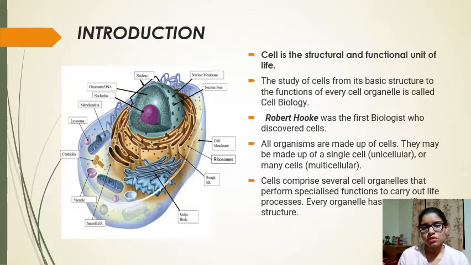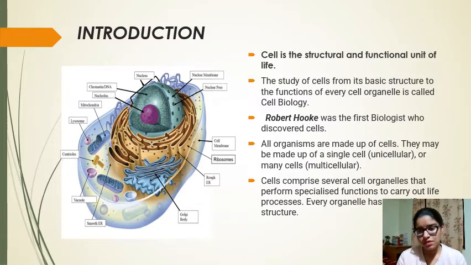If we talk about the introduction, first of all we should know the definition of what exactly a cell is. A cell is the structural and functional unit of life, and the study of the cell is called cell biology. So who was the first scientist who discovered the cell? He was Robert Hooke. He was the first biologist who discovered cells.